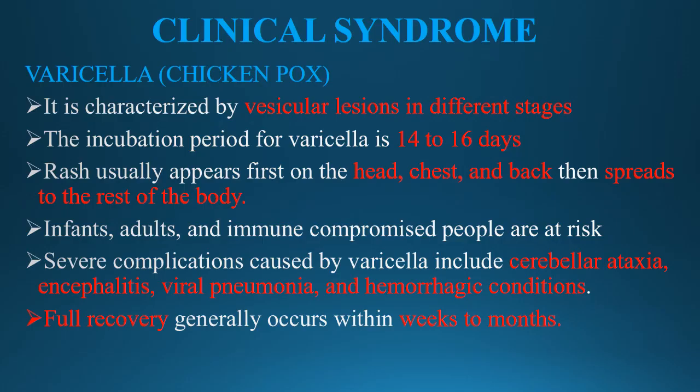The main clinical syndrome of Varicella zoster virus is chickenpox. It is characterized by vesicular lesions in different stages. The primary infection with the Varicella zoster virus results in varicella, or chickenpox. The lesions appear in different stages of development on the face, trunk and extremities.